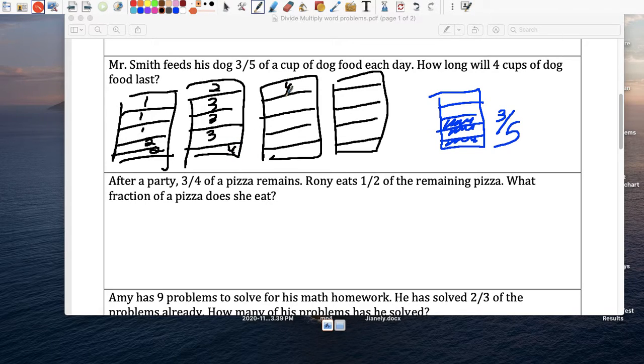Day 4, day 5, day 6, and day 7 only 2. Well, understand that this is a division. I have 4 cups and 3/5. How many days can I do?